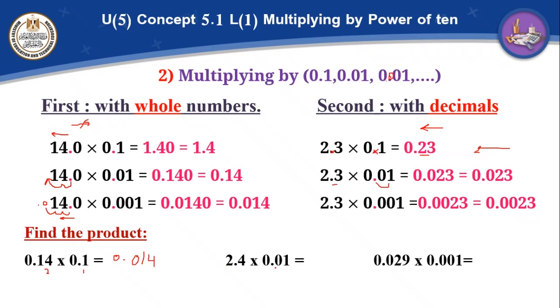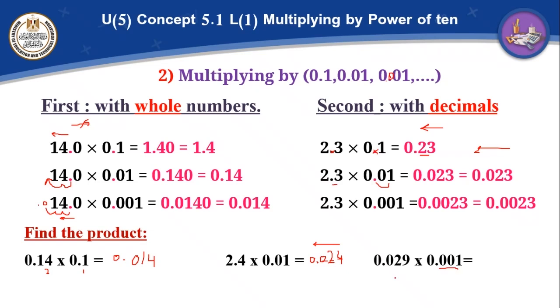2.4 multiplied by 100s. How many digits are in the decimal part? 1, 2 for this number, and another 1 for this number. So you have 3. So you must put a decimal point after 3 digits. 1, 2, 3, then put a decimal point, then 0 for the whole number. You write 24 because 24 by 1 equals 24. Then put 0.